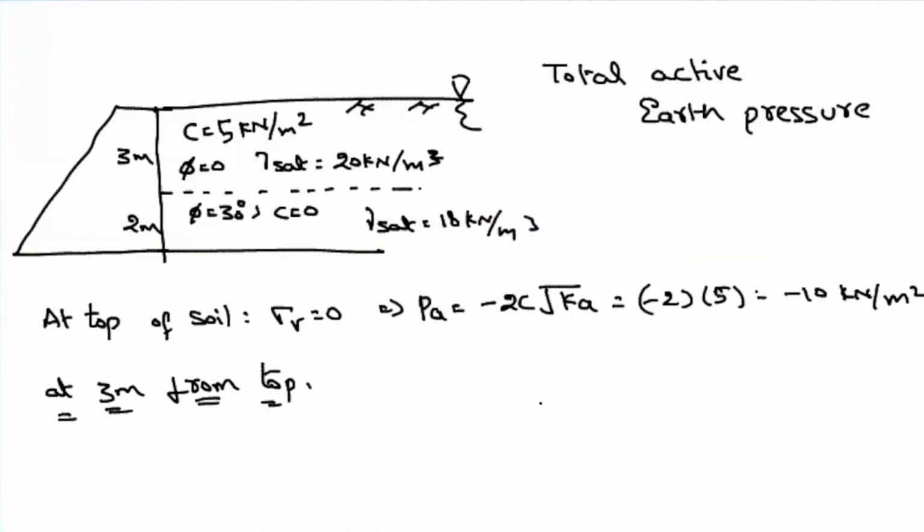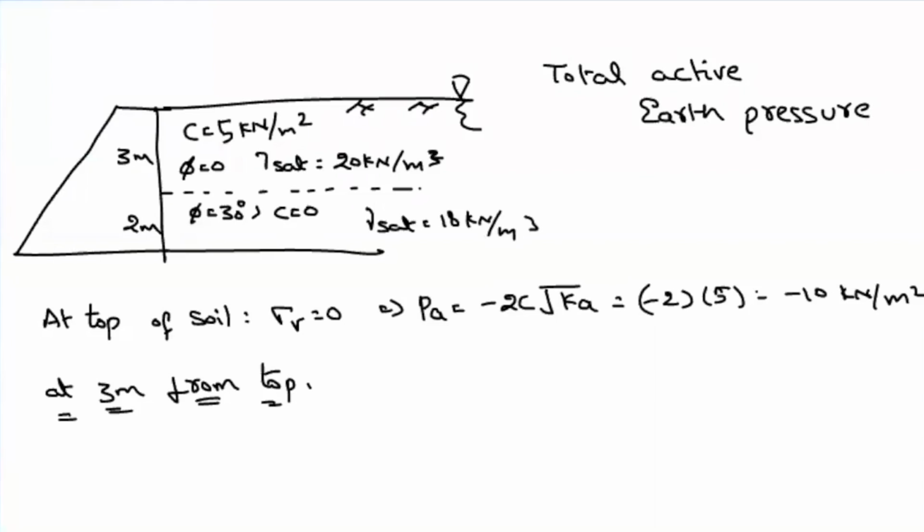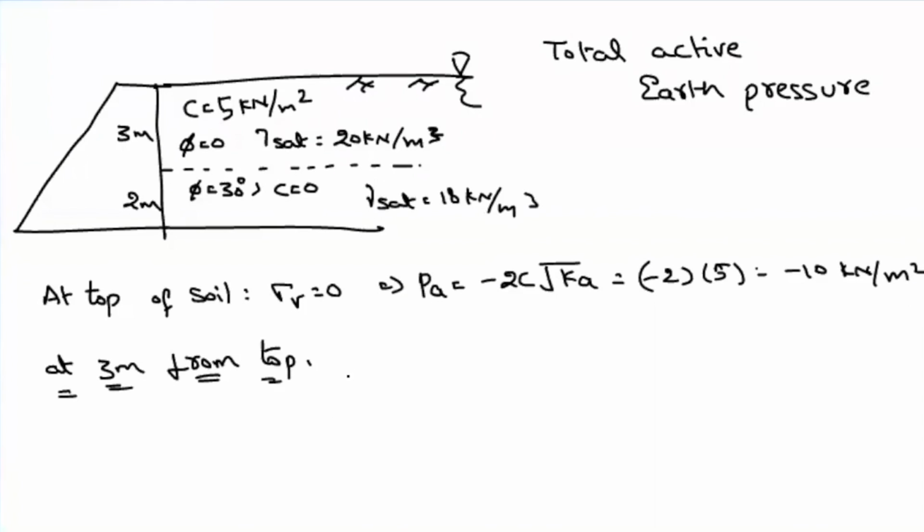First, let us find what is the vertical stress at 3 meter from top. Sigma V will be equal to, as it is under saturated condition, let us find the effective vertical stress. That will be equal to gamma saturation minus gamma W, with gamma W equal to 10, into the depth 3. That will be equal to 30 kilonewton per meter square.